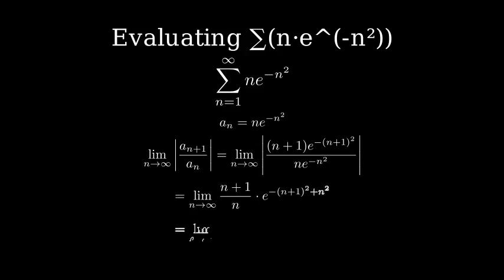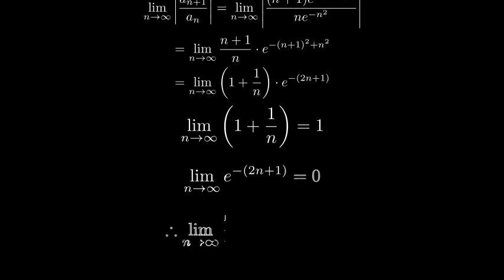The e terms can be combined using the properties of exponents. We get n plus 1 over n, times e to the negative quantity n plus 1 squared plus n squared. As n approaches infinity, 1 plus 1 over n approaches 1, while e to the negative 2n plus 1 approaches 0 very rapidly. Therefore, the limit equals 0, which is less than 1, so the series converges absolutely.